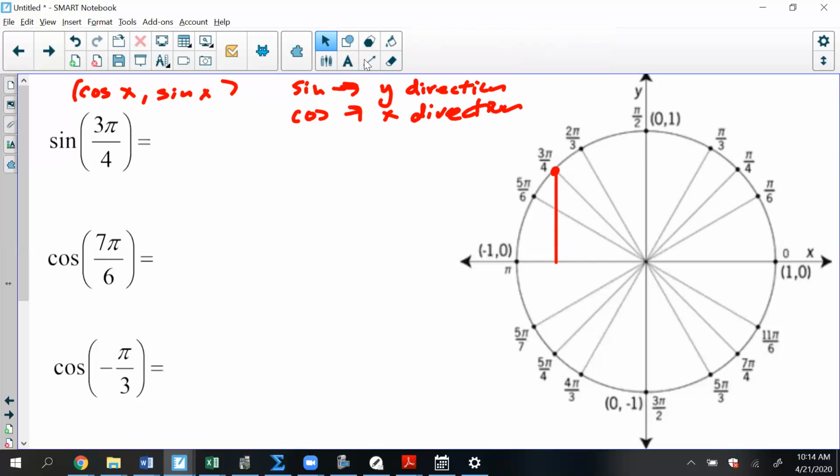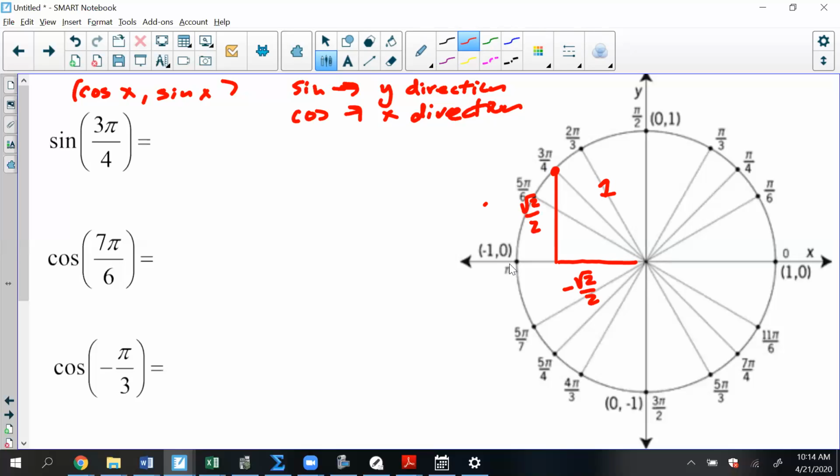Well, that's where we have to have a nice, clean understanding of our special right triangles within a unit circle. This radius is 1. I'm going to draw this one, I don't really need it, but this would be square root 2 over 2, technically negative because I'm going to the left, and then this side would be square root 2 over 2. Okay, so we have to know those special right triangles. If it was asked for the cosine, the answer would be negative square root 2 over 2, but this answer is square root 2 over 2.